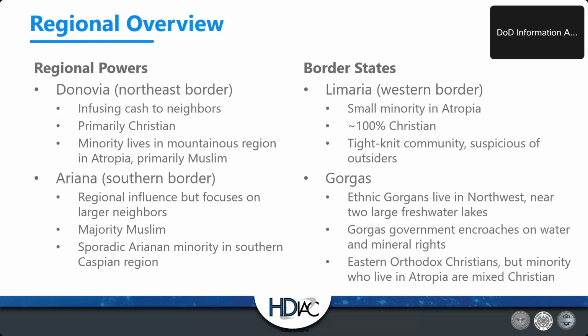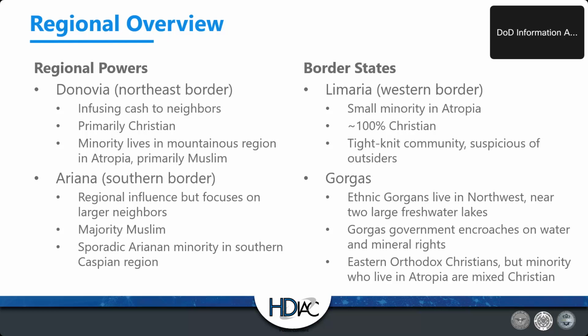And then the other border states, Lemuria out to the west, they have a small minority in Atropia that is mostly Christian, but is also a very tight-knit community. They're very suspicious of outsiders. So that leads to difficulties as things are transgressed.